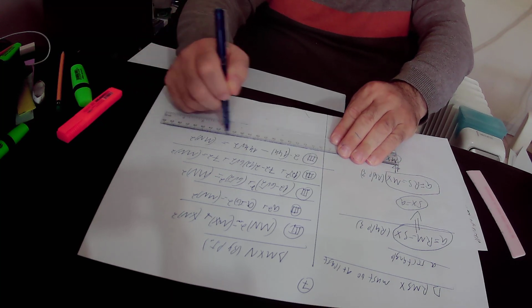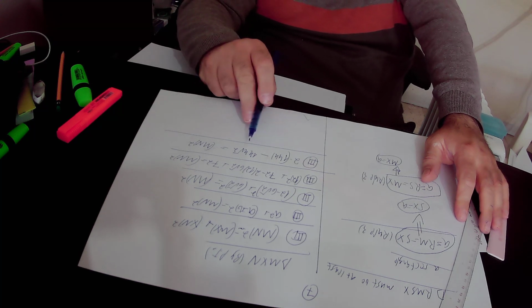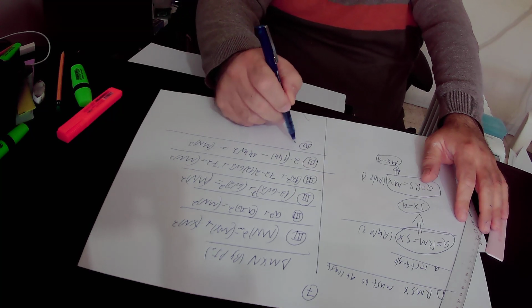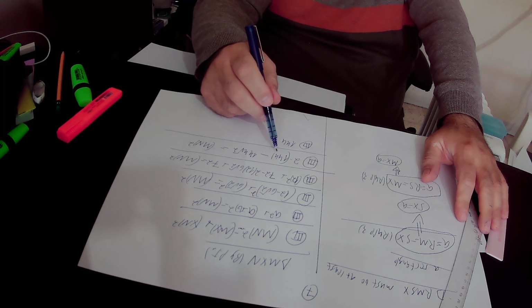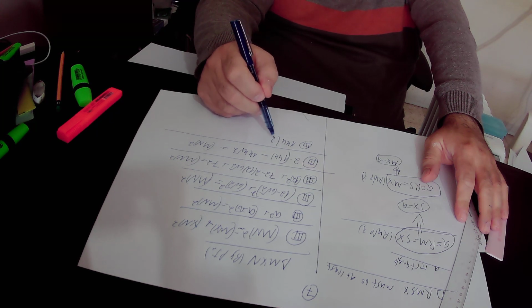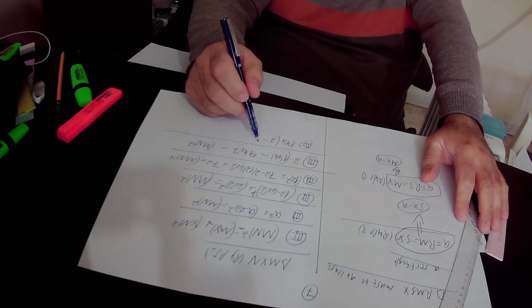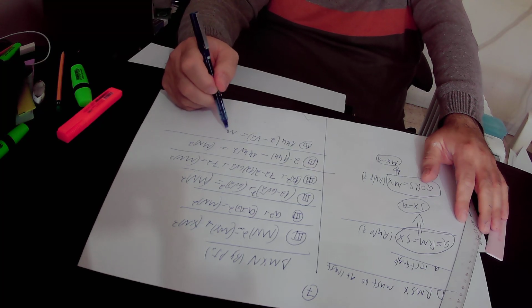Here we take 144 as a common factor out of those two expressions, and we will get 144 times. What is left from this expression after we took 144 as a common factor? It is actually 2. And what is left from this expression? It is actually minus square root of 2. And it equals MN squared.